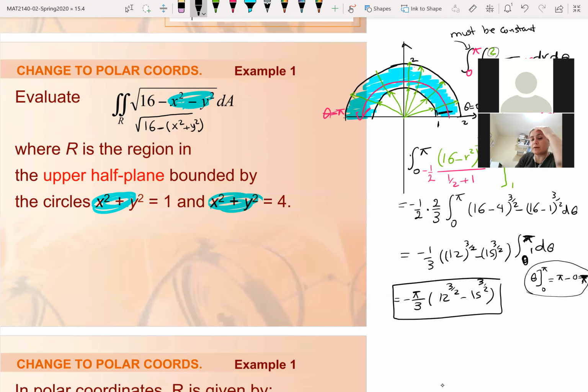But what I have done right over here, because this was z equals the square root of 16 minus x squared minus y squared, which is really the equation of a sphere. If you don't remember why this is the equation of a sphere, because you have z squared equals 16 minus x squared minus y squared, if you square both sides, that's x squared plus y squared plus z squared equals 16.